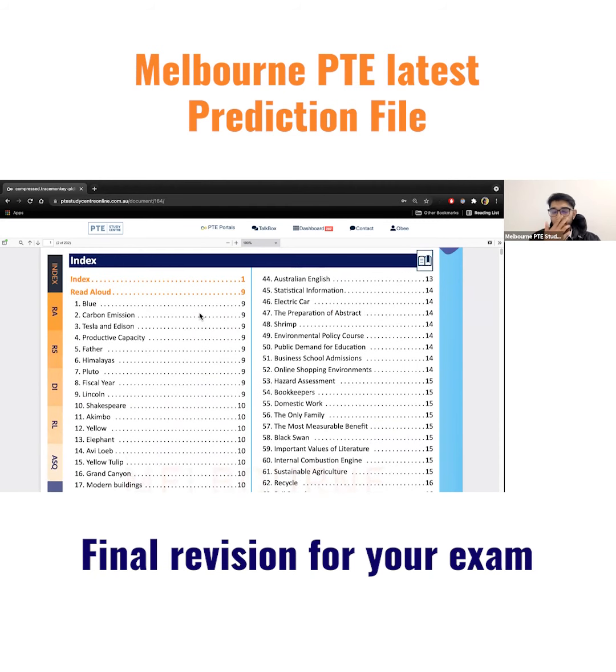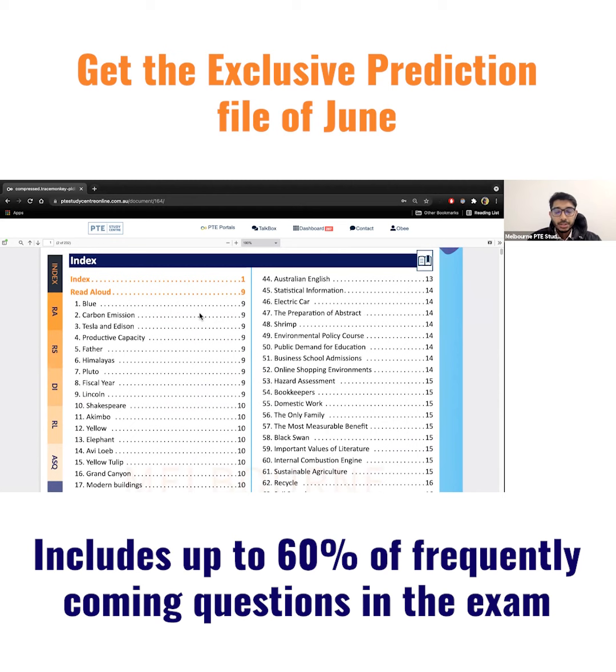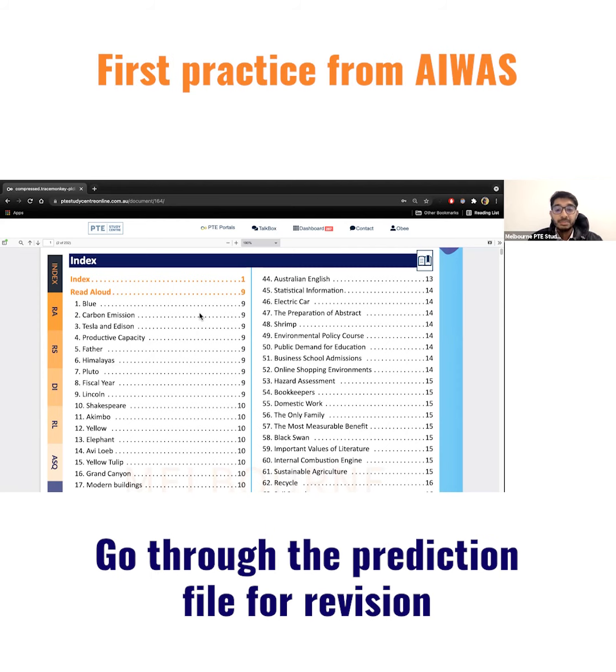Now, what I'll do is give you an idea of how to prepare. First thing, understand that the prediction file is a final revision practice file. This is where you'll come 7 or 10 days before your exam to have a look at the questions that are frequently coming in the exam. If you base your preparation on that alone, it might not be enough. So it is an earnest request that whoever uses the prediction file, use it the best way possible.